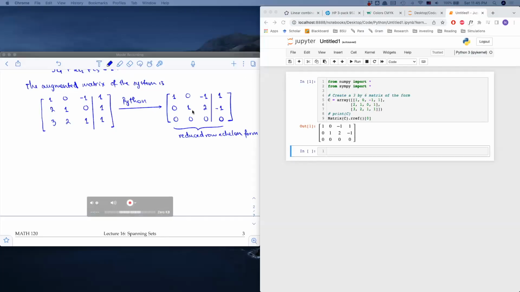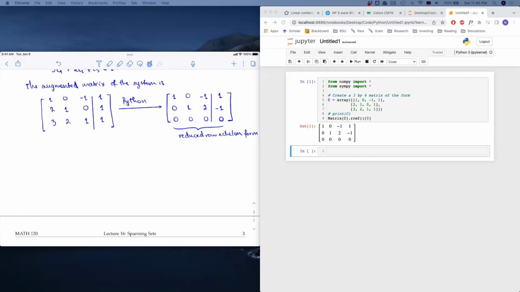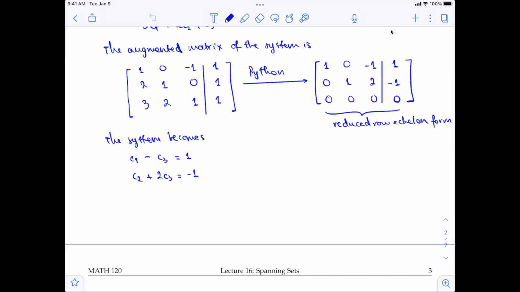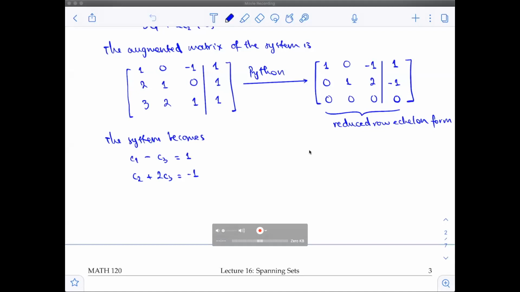All right. So this reduced row echelon form is the augmented matrix of the system. Now you use this augmented matrix or reduced row echelon form to write the system. So the system becomes, x1 minus, sorry, we are using C. So C1 minus C3 equal to 1. Then C2 plus 2C3 equal to -1. So we obtain this system.